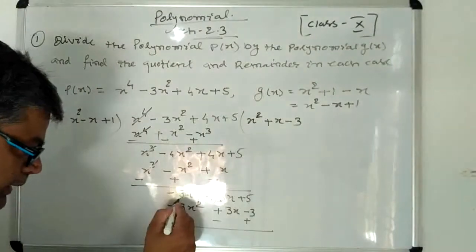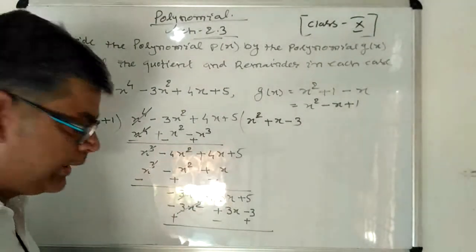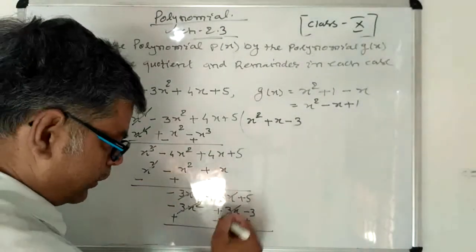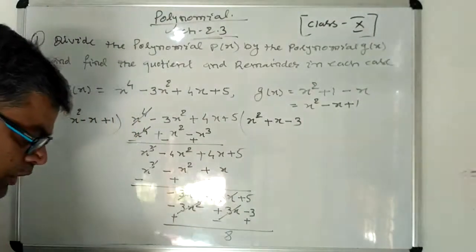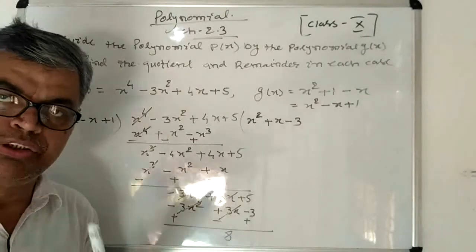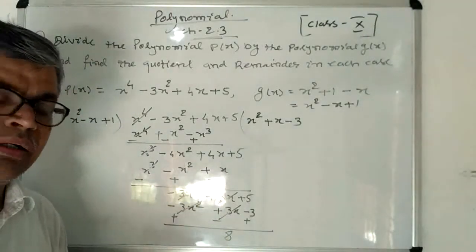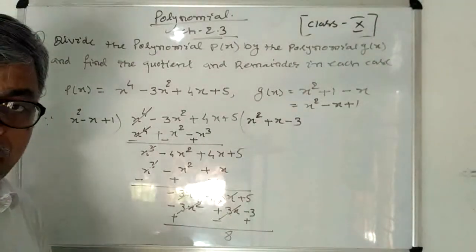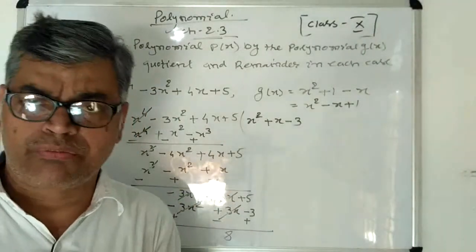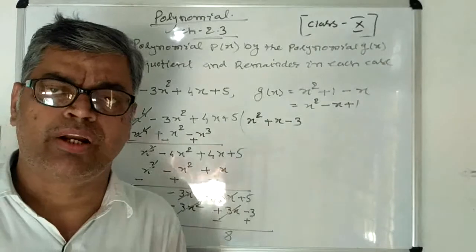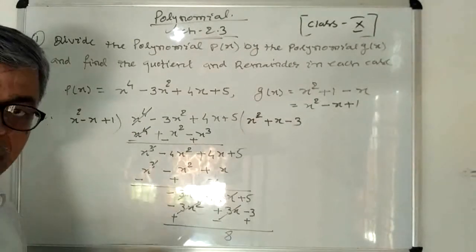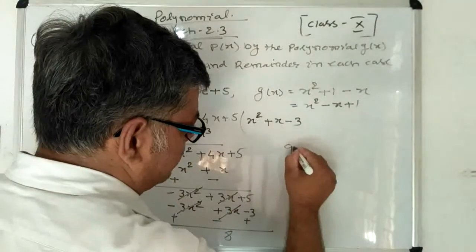So again this minus 3x square plus 3x square will get cancelled, and this plus 3x and minus 3x also will get cancelled. So you finally got 8. Now the division is not possible because the degree of 8 is what? 0, because it is a constant polynomial, and the degree of the divisor is 2. So whenever the degree of the remainder becomes less than the degree of the divisor, your division will stop. You cannot divide further.